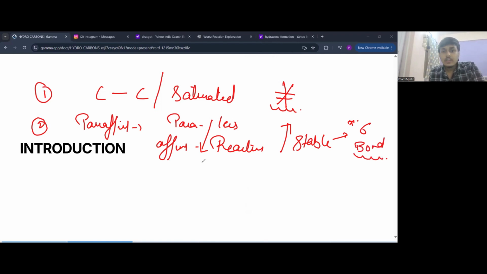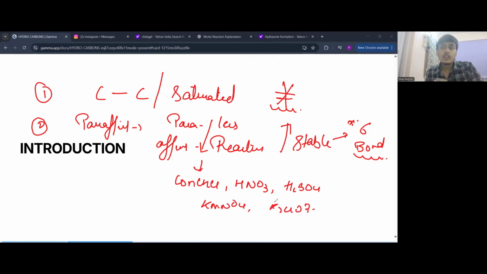As they are less reactive, they usually do not react with general reagents such as concentrated HCl, HNO3 (nitric acid), sulfuric acid, KMnO4, K2Cr2O7. The general formula for alkane is CnH2n+2. This is very important. Remember this. All the carbons present in alkanes are sp3 hybridized.